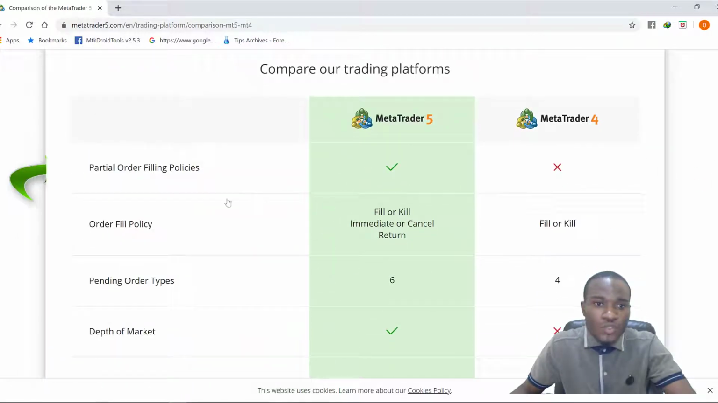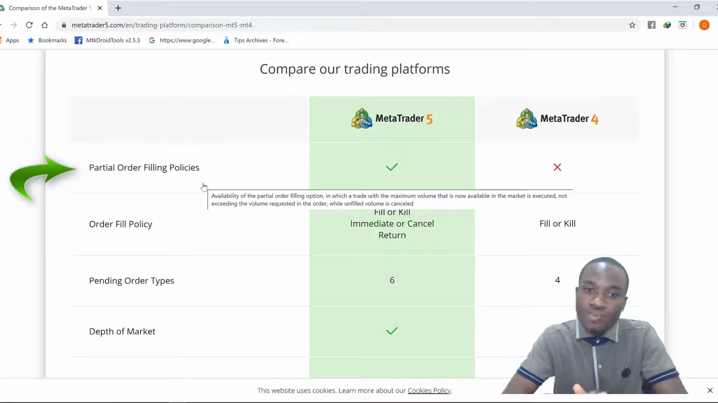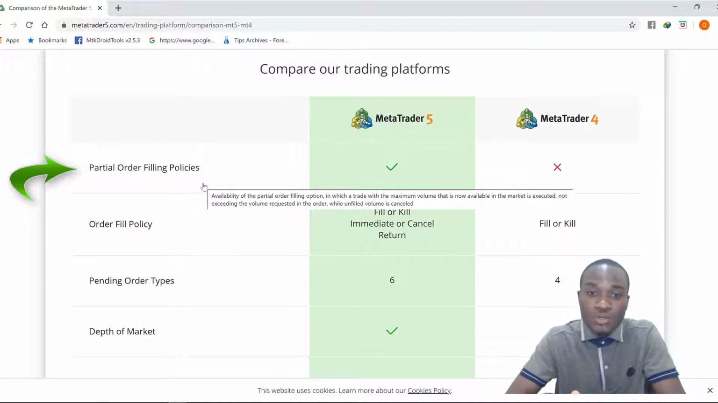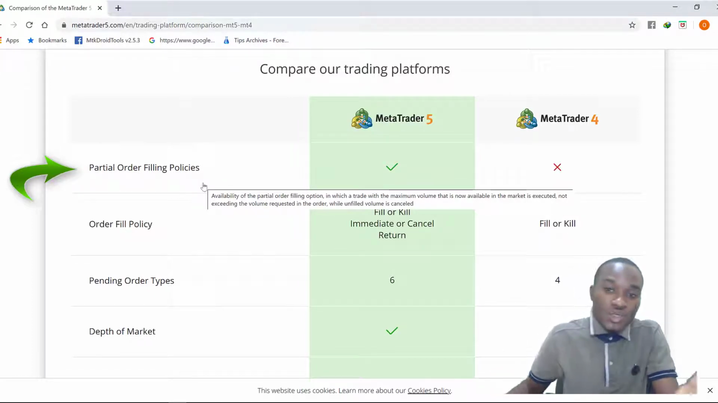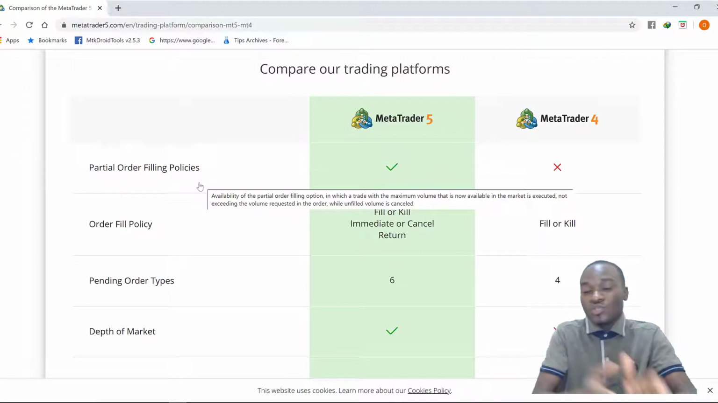You can see the first difference between these two software is the partial order filling policies. There is the availability of the partial order filling option, in which a trade with the maximum volume that is now available in the market is executed, not exceeding the volume requested in the order. The unfilled volume is cancelled. Actually, this option is only available on Metatrader 5, whereas it's not available on Metatrader 4. So if you are using Metatrader 4, the partial order filling policies will not be available, only if you use Metatrader 5.